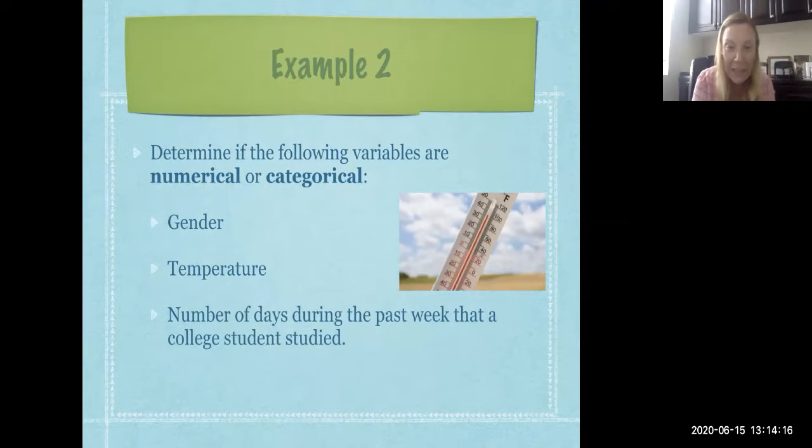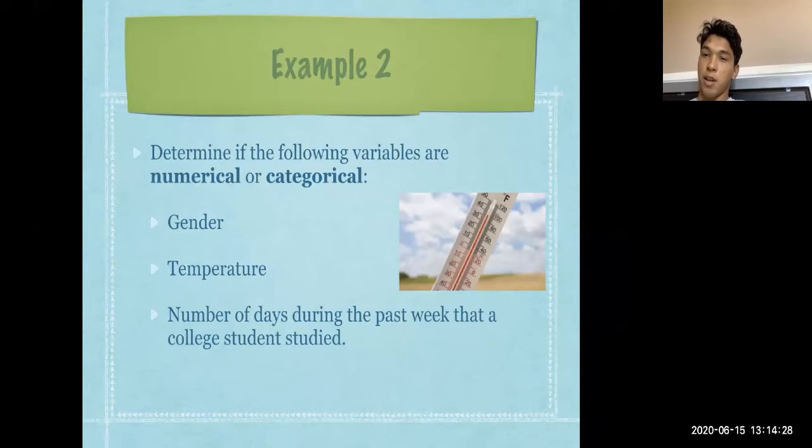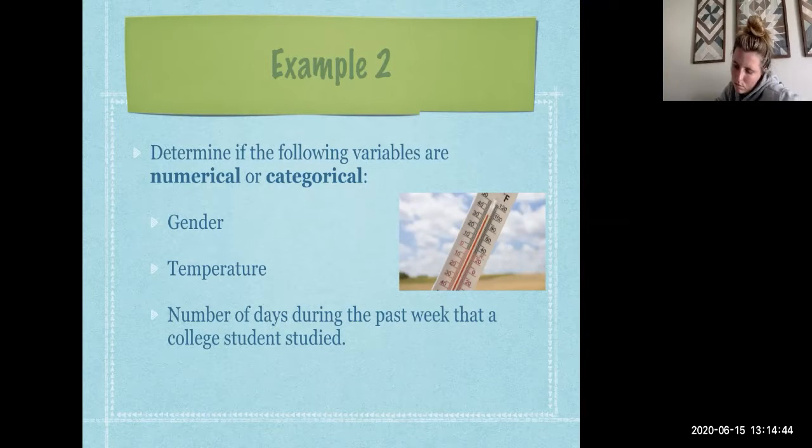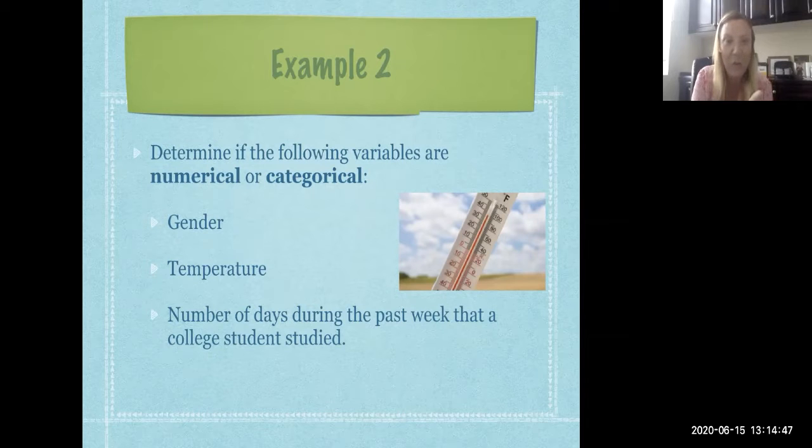I'm gonna have you help me read my PowerPoint because I have all your pictures up, I can't see it. So the third bullet point, Roland, can you read the third bullet point for me? It says number of days during the past week that a college student studied. Awesome. And by the end of this week, for you guys, it'll be 7, right? Okay, so again, gender, temperature, number of days in the past week that a college student has studied. Oh, I forgot one more, and zip code.